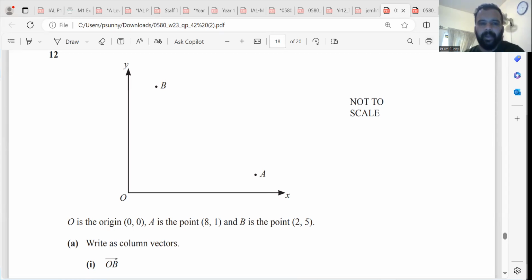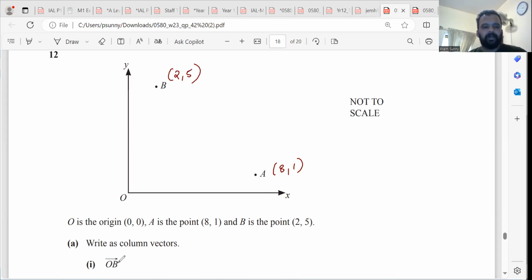We have x and y axis. Two points are given, A and B. O is the origin, 0, 0. The point A is given here as 8, 1. So this is 8, 1. And B is the point 2, 5. So B is given as 2, 5.